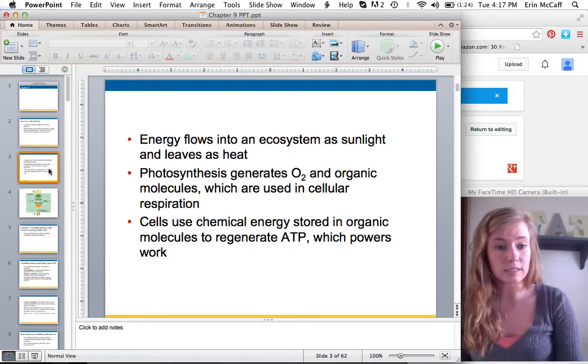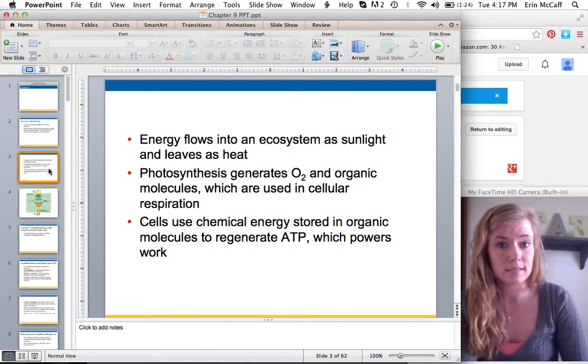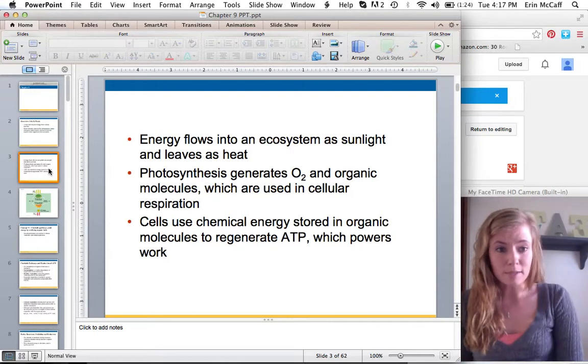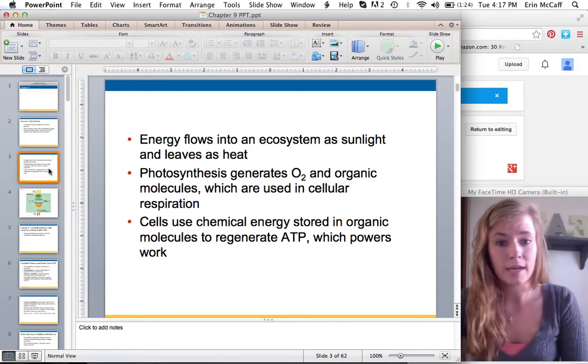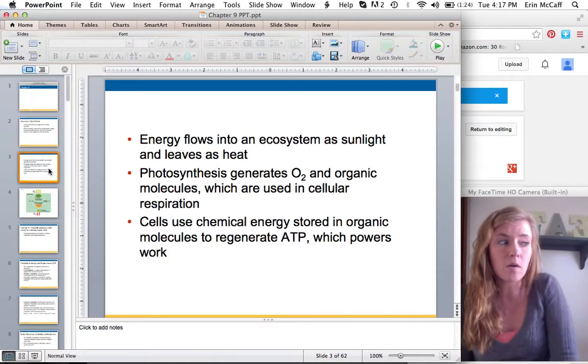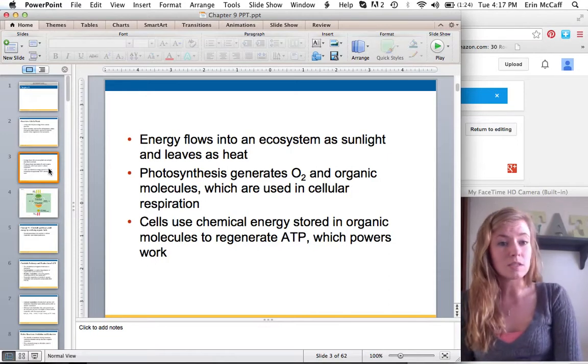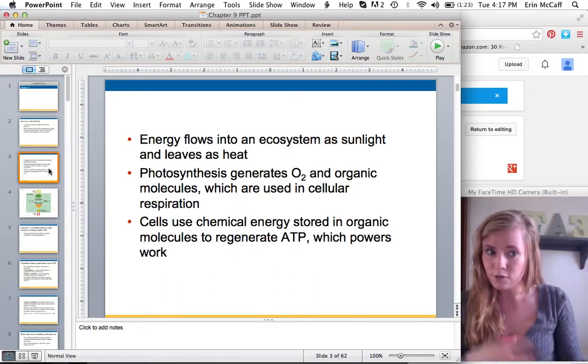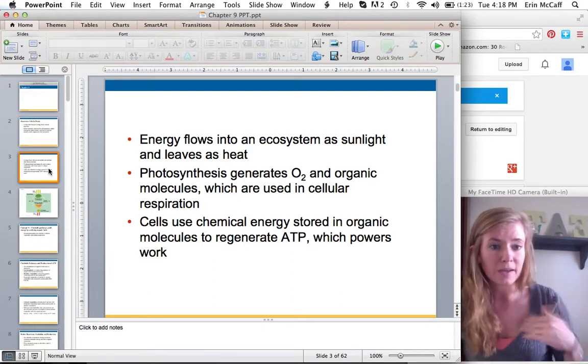So I just said energy enters an ecosystem as sunlight and leaves as heat. Remember the second law of thermodynamics: energy transfer is not 100% efficient. We're always going to lose some energy no matter what in the form of heat, always. That heat can't really be used. It's the least useful kind of energy. So no matter what, we're losing heat to the universe, and that extra heat is causing extra entropy. With every energy transfer, we have an increase in entropy.